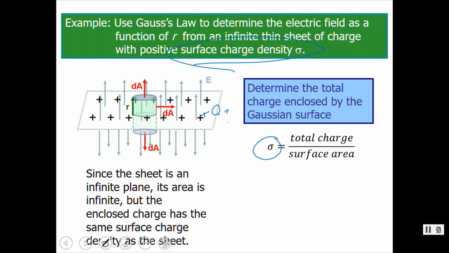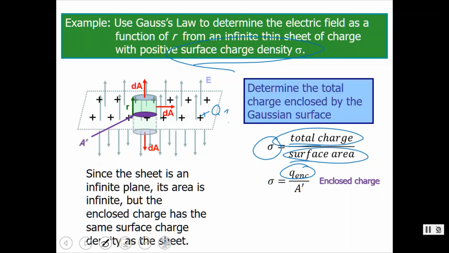We can, though, use our total charge over the surface area, but we're going to do this just for the enclosed charge. So that's going to be Q enclosed, our total charge enclosed by the surface, divided by the surface area of the enclosed charge, which is A prime. What's really important is that these are for the actual enclosed charge. This is not for the actual cylinder itself. That's for the enclosed charge contained inside of that.